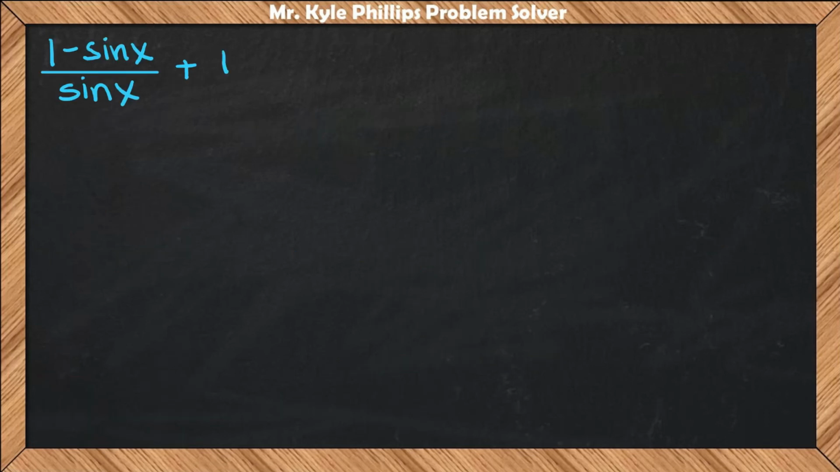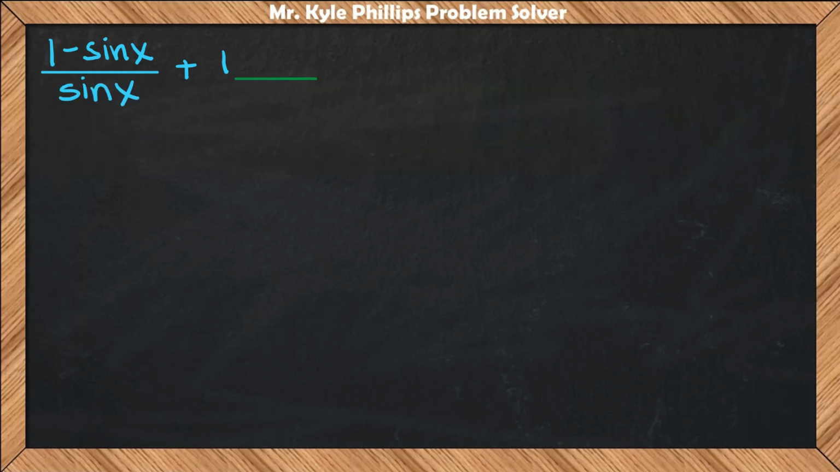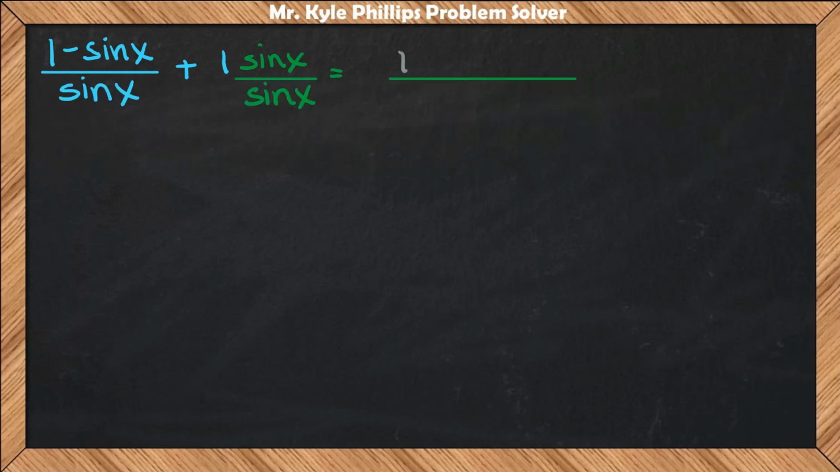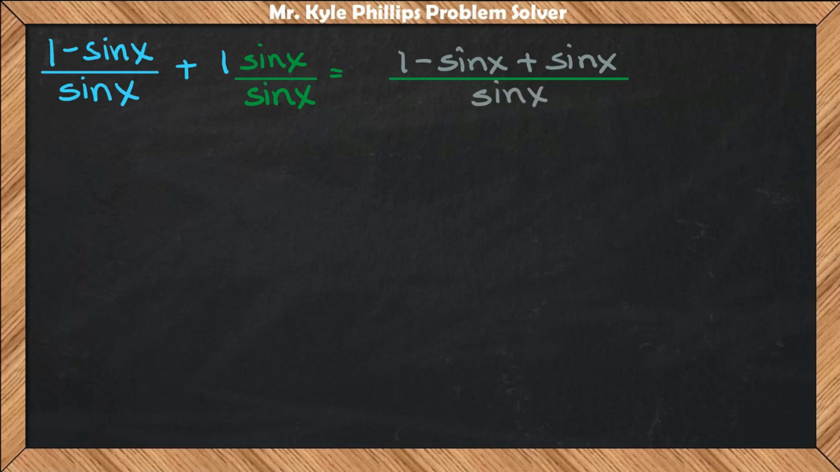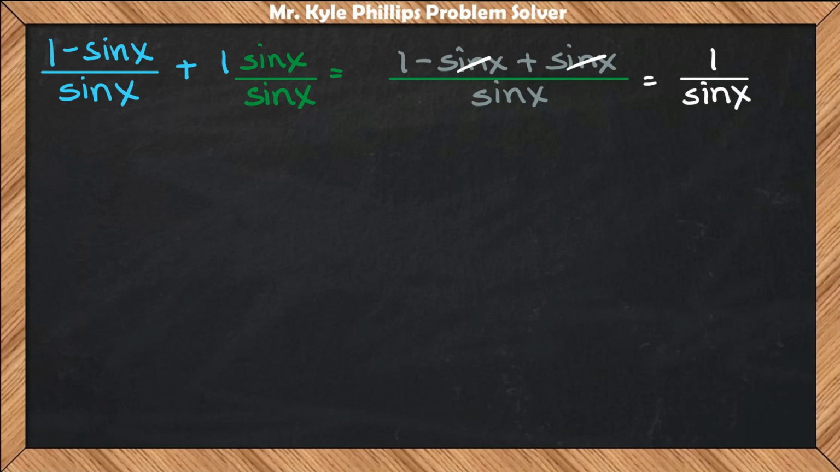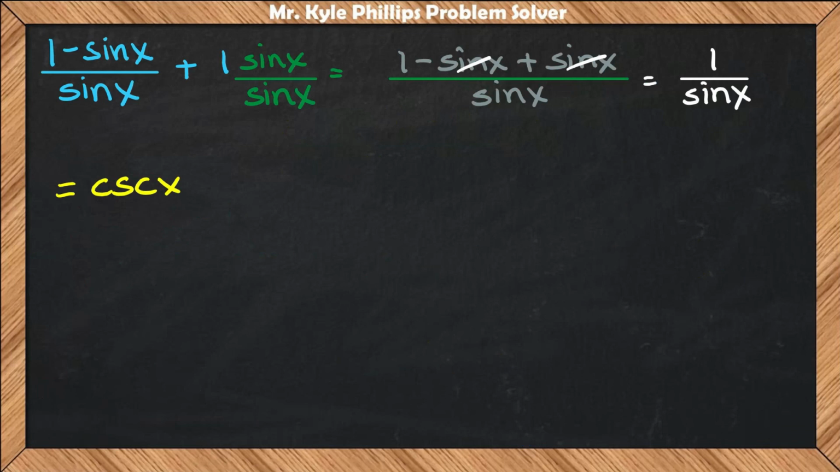Okay, so here's what I'm left with after I reduce. So now I'm going to do the same thing again. I want common denominators. So I'm going to rewrite 1 to be sine of x over sine of x. Now I can combine these two fractions. So here I have 1 minus sine of x plus sine of x, all over sine of x. Now these two sines will cancel, and my answer is 1 over sine of x, and 1 over sine of x will reduce to give me cosecant x. So here, this problem will reduce to give me cosecant x.